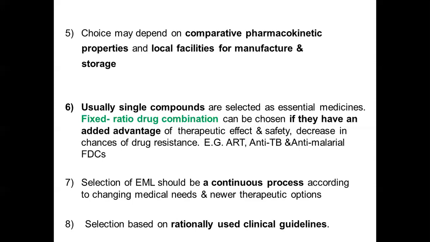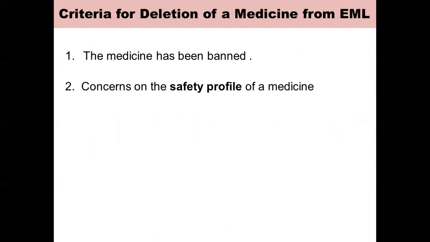This is the final say about the criteria for the selection of drugs as the essential medicines. So this I have taken from your reference text, Essentials of Medical Pharmacology by K.D. Tripathi, 8th edition. Now, what are the criteria for deletion of medicine from the EML? The first one is that the medicine has been banned because of some adverse drug reaction or any other factor. Then the other concerns on the safety profile of the medicine.